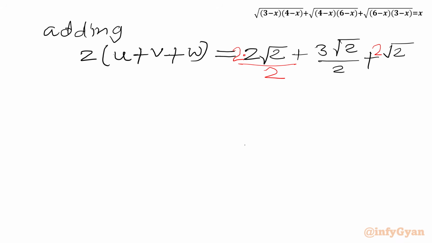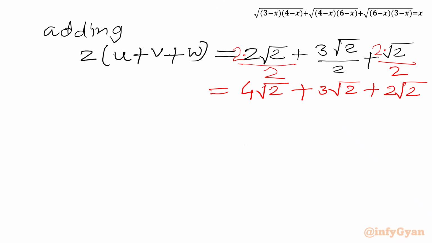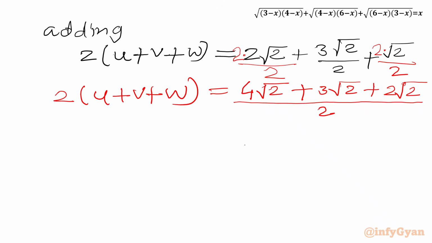And here we will multiply with 2. So our denominator will be 2, which is common denominator. So we can write here 4 root 2 plus 3 root 2 plus 2 root 2 in the numerator and 2 would be in the denominator. In LHS, we'll write 2 times u plus v plus w, which will be equal to 4 plus 3 plus 2, 9 square root 2 over 2.